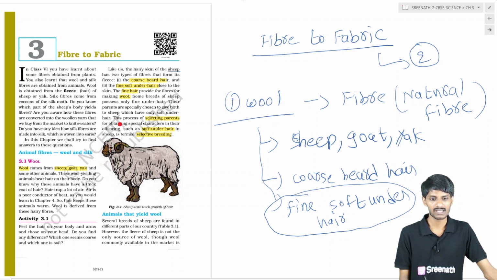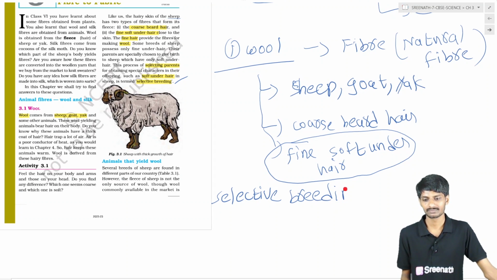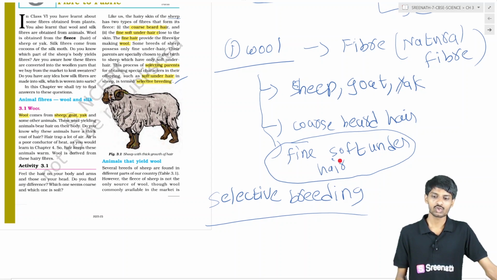sweaters. This process of selecting parents for obtaining special characteristics in their offspring, such as soft underhair in sheep, is termed selective breeding. So there is one term, what is the meaning of the term? That is selective breeding. Selective breeding is the term. So what does it mean? We want fine soft underhair.